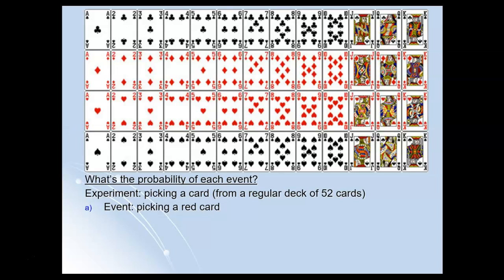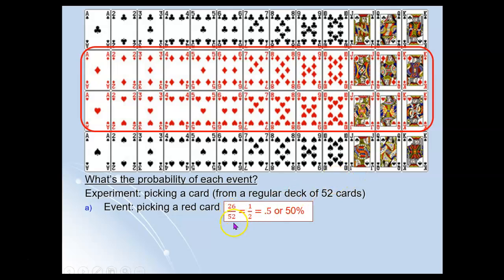Now, what's the probability that if you pick one card out of the deck, you'll pick a red card? Well, how many ways could that happen? 26 out of 52 in all. So the probability of picking a red card would be 26 over 52. Now, in lowest terms, that fraction would just be 1/2, which makes sense because half of the cards are red cards. So the probability of picking a red card is 1/2. You could also write that as 0.5 or 50%.